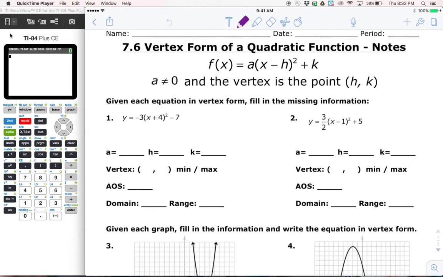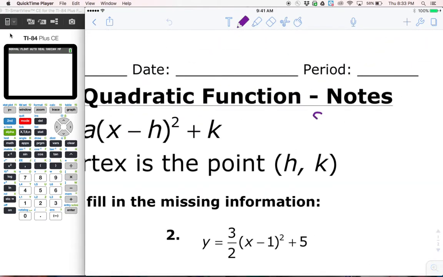7.6 Vertex form of a quadratic. Past few days or week or whatever, we've been working on quadratics. We've always looked at standard form. So if you just want a quick reminder, standard form is what we have been using, and standard form is ax squared plus bx plus c.